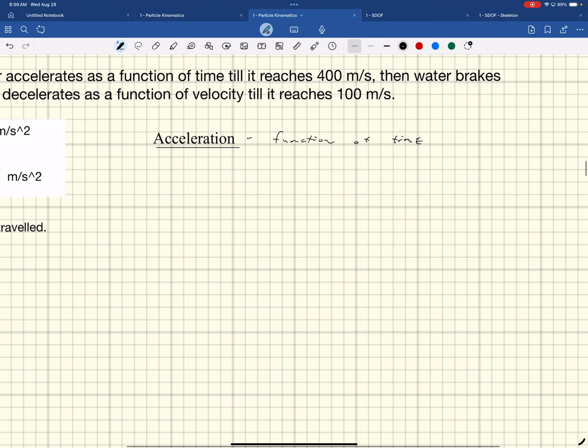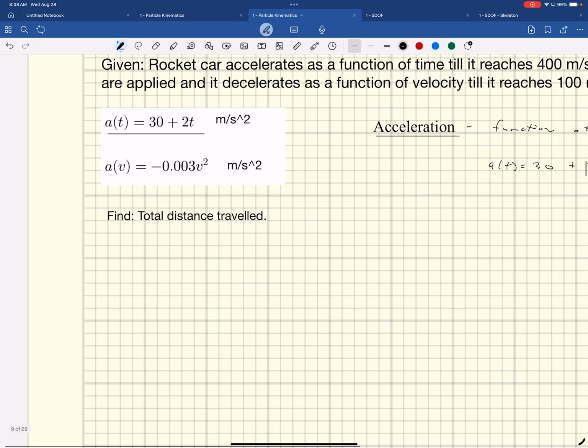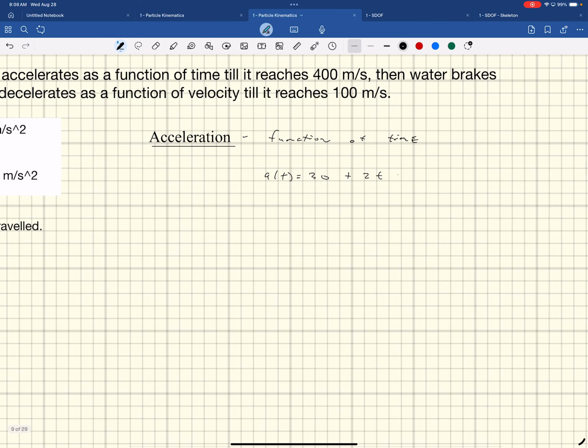In this case right here, we say a of t is equal to 30 plus 2t. All right, that's 30 plus 2t. And that's equal to dv dt.